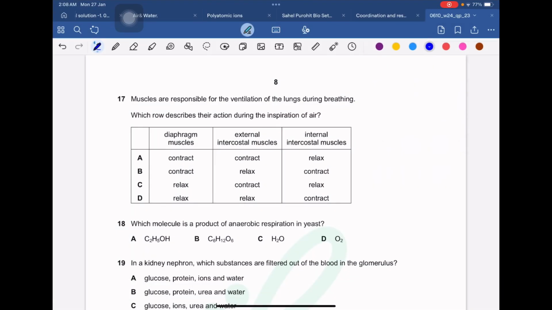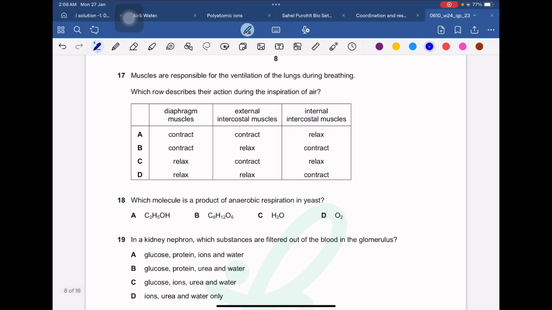Let us move on to question number 17, which says muscles are responsible for ventilation of the lungs during breathing. Which row describes the action during the inspiration of air? We very well know that during inspiration, the diaphragm contracts and the external intercostal muscle goes with the diaphragm. So if the diaphragm contracts, the external intercostal muscle will also contract, whereas the internal intercostal muscle will relax, as external intercostal muscle and internal intercostal muscles are antagonists to each other. So that's why the appropriate option for this question will be A.